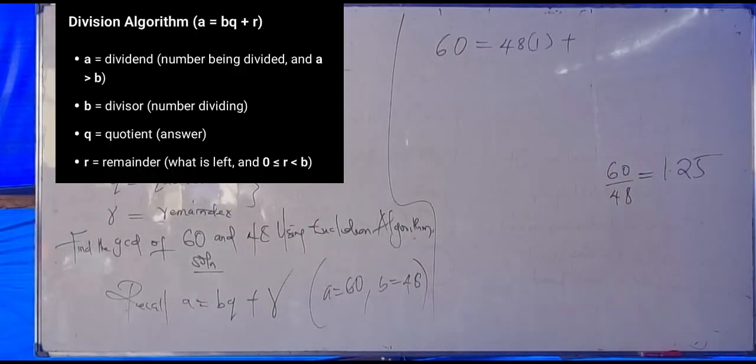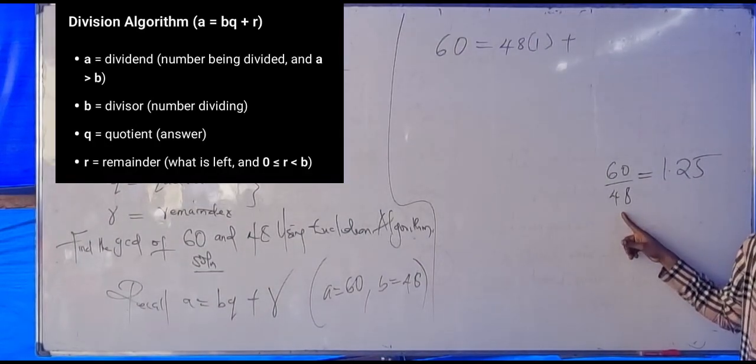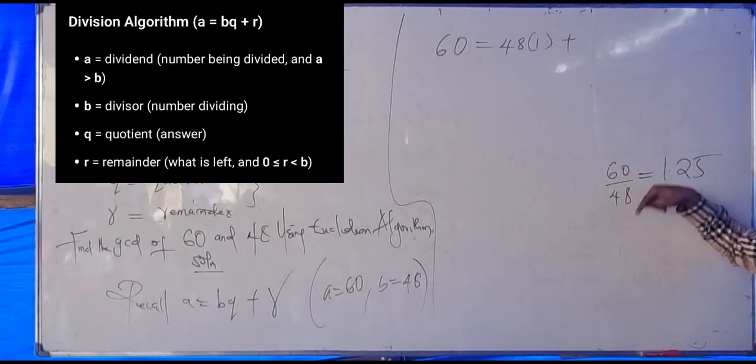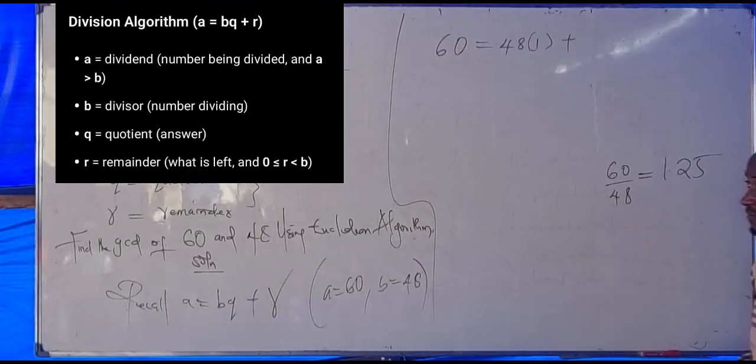No. Watch. Let me teach you. We have 1 here, right? Multiply that 1 by 48. What do you have? Subtract 60 from that number. What do you have? 12. So I have remainder what?